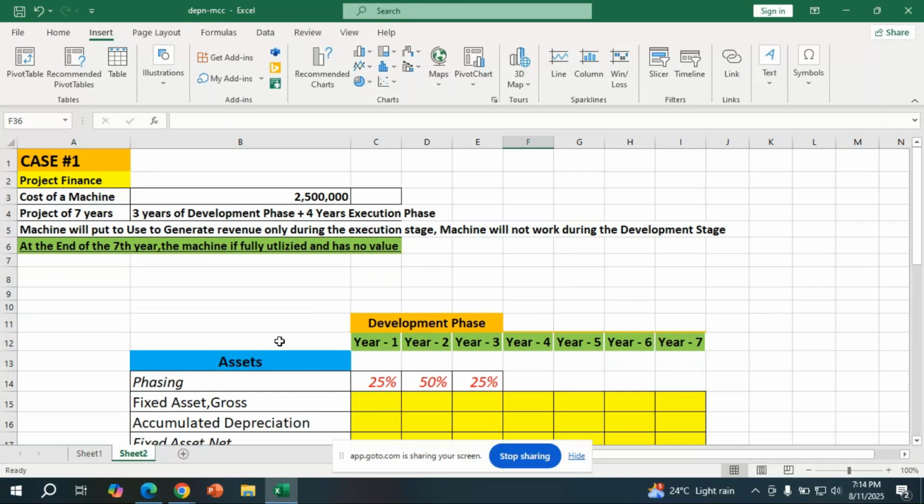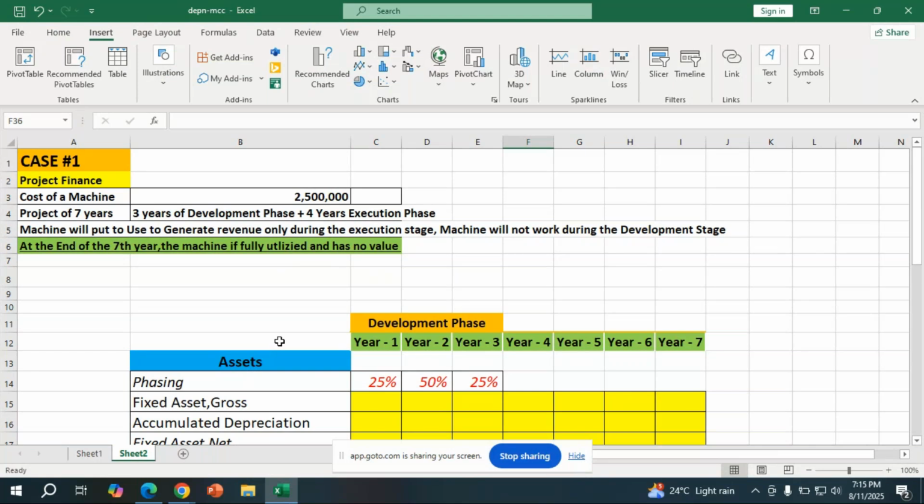At the end of the 7th year, the last year, if the machine is fully utilized, it has no value. So it's zero. So at the end of the 7th year, the machine, if fully utilized, has no value. So it will be zero by the end of year 7.